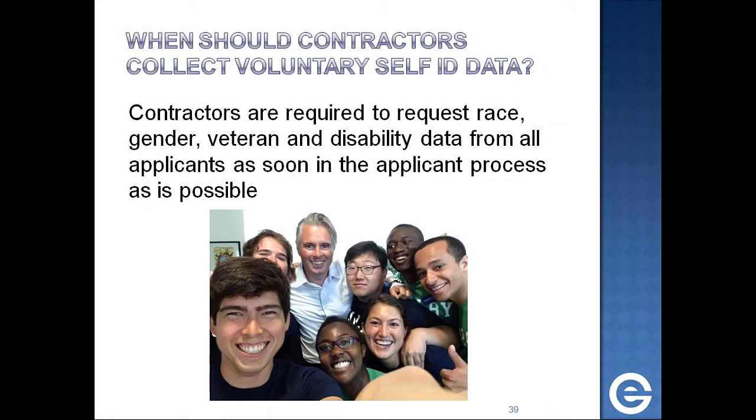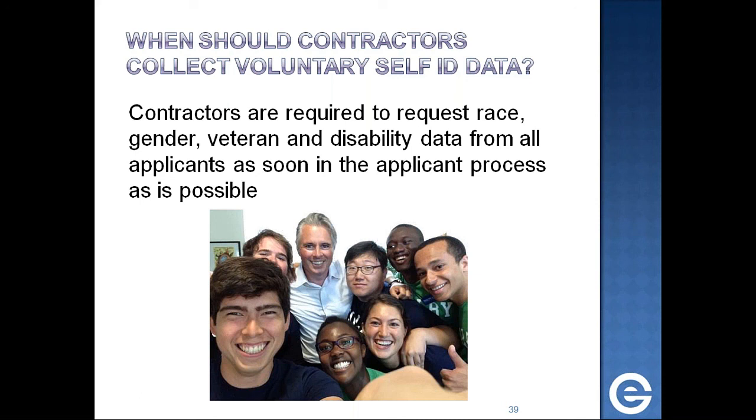You should collect your self-ID data as early in the applicant process as is possible. Some of you are collecting self-ID data when they're hired. You have to collect self-ID data as early in the applicant process as is possible. That means when they send in an expression of interest, they should be given an opportunity to complete the self-ID. You can do it via email, your electronic application can do it, or you may have an electronic application on your career site.